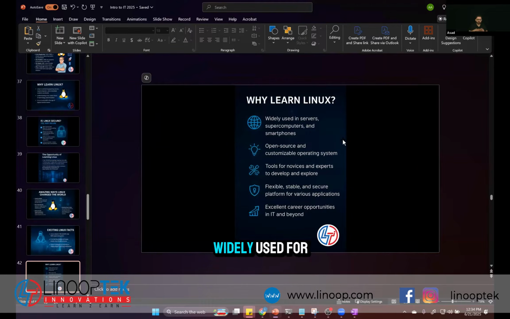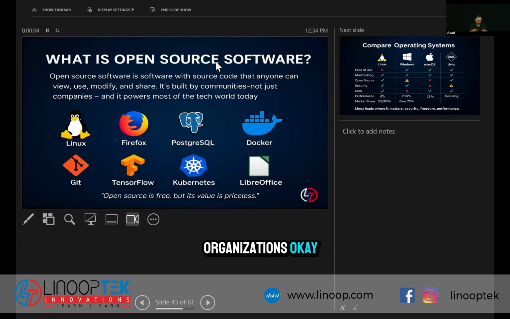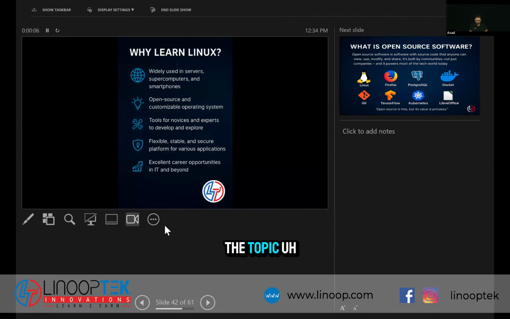Why learn Linux? It's widely used for servers. I mainly talk about servers. I don't talk about the desktops or the laptops over here. I mainly talk about all the servers that bring money into the organizations. Okay, so that's the topic that I am interested in.